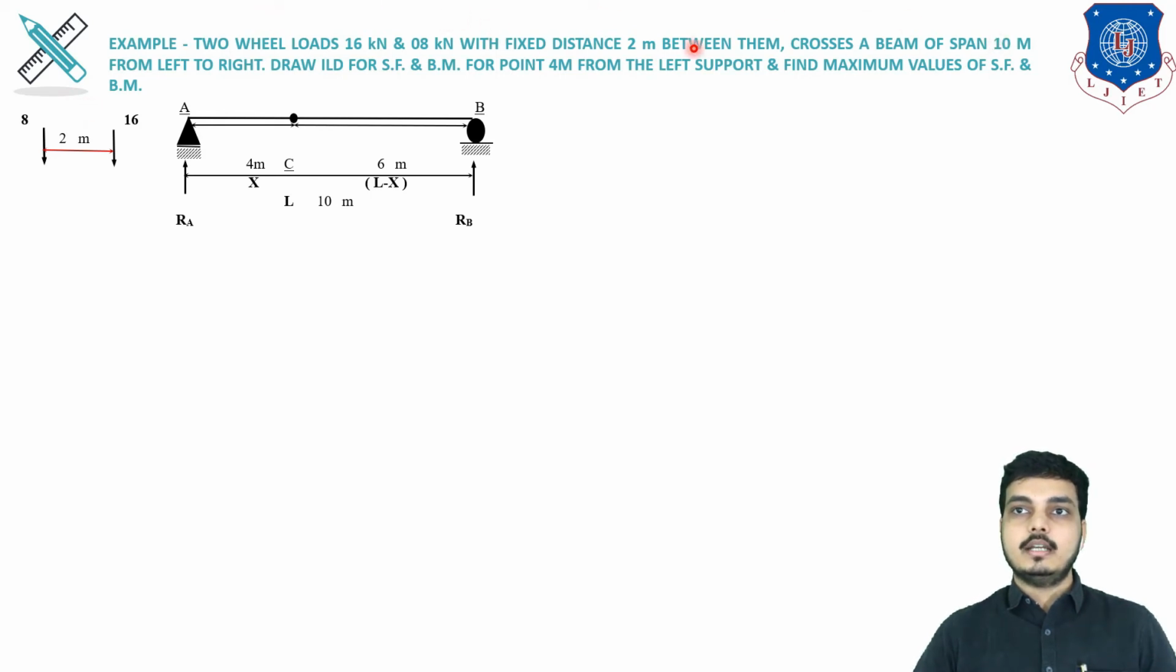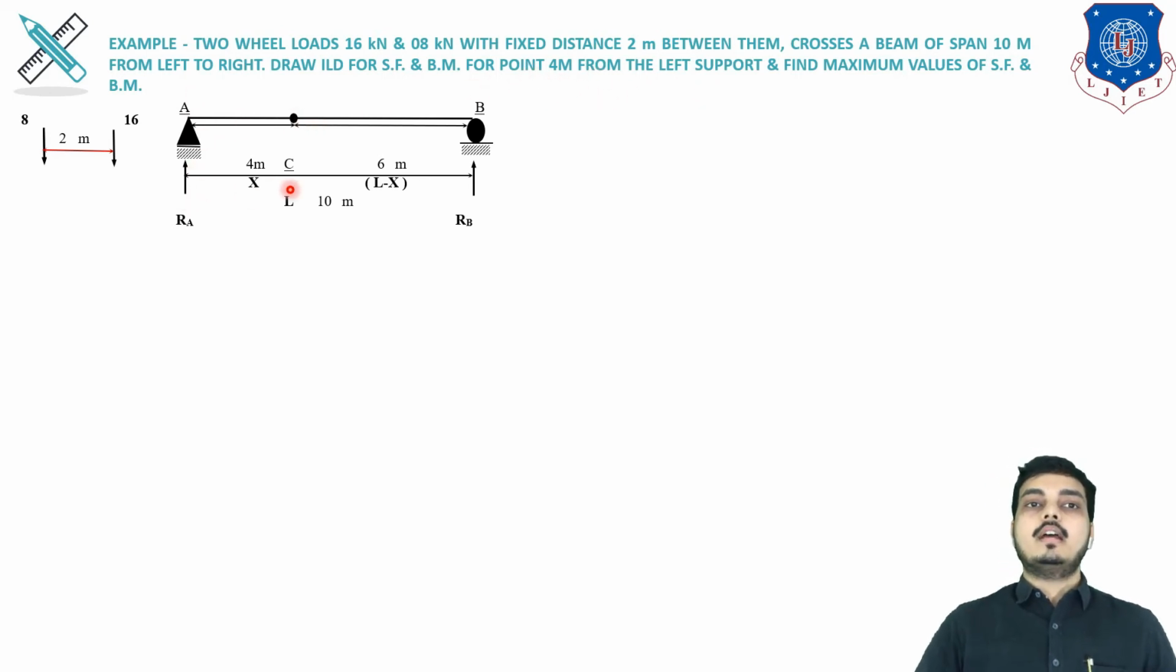Which is 16 and 8 at 2 meter distance, which I have drawn over here. Now which value is leading has not been mentioned in the sum. So in exam, if such a question appears, you will take the first value as the leading one if not mentioned. Also, you have to note that here this section is given 4 meter from the left hand support.